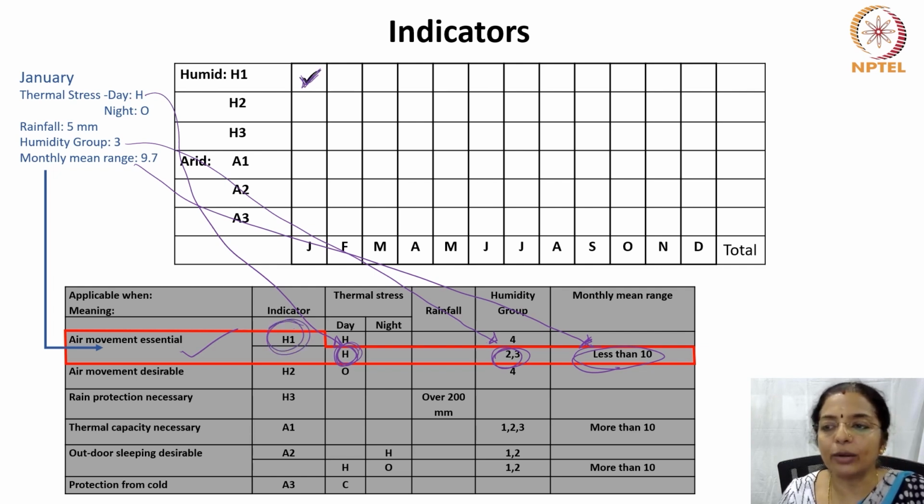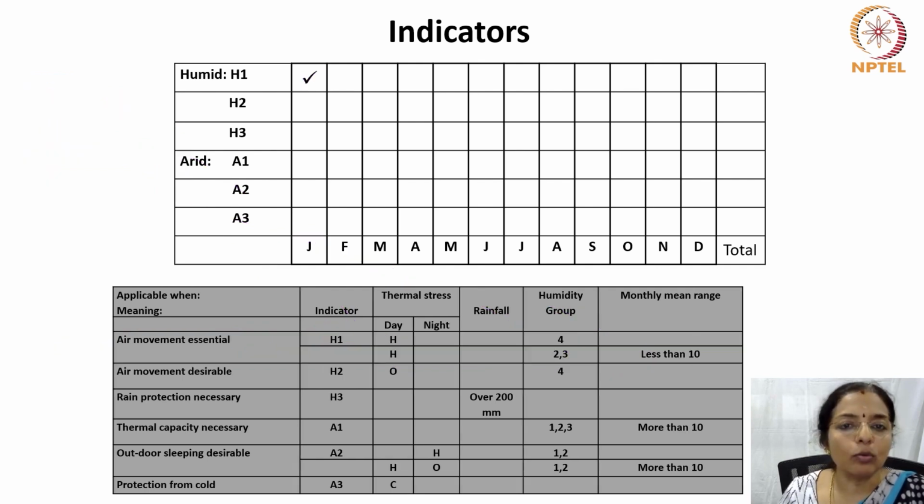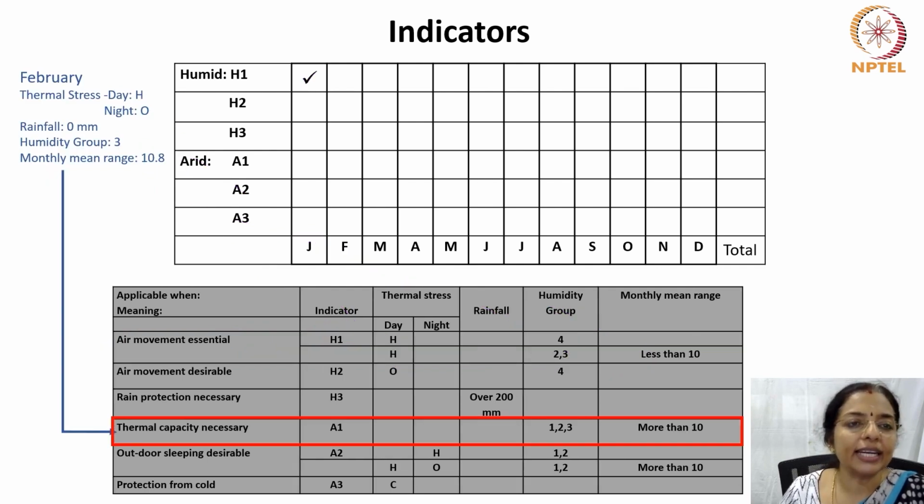Let us look at what February looks like. Now, for February, again, the thermal stress during day is H. The rainfall is 0. Humidity group is 3. And monthly mean range is 10.8. So it cannot be this. It has to be more than 10. Therefore, we consider thermal capacity is necessary for the month of February.